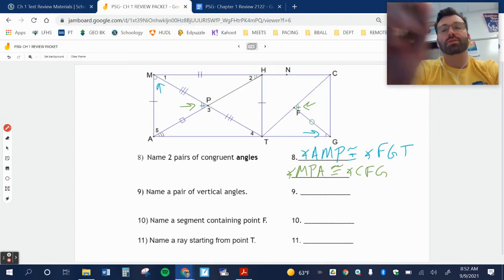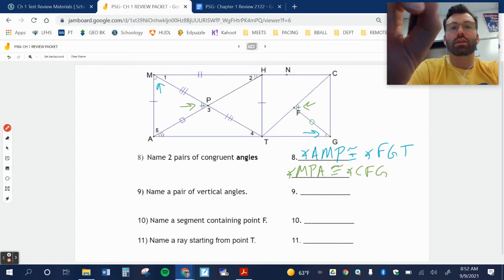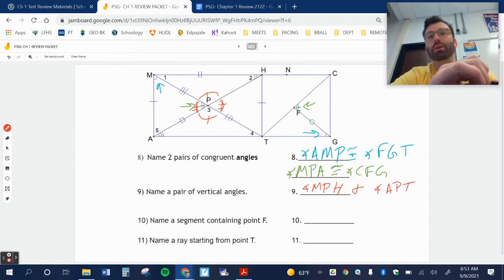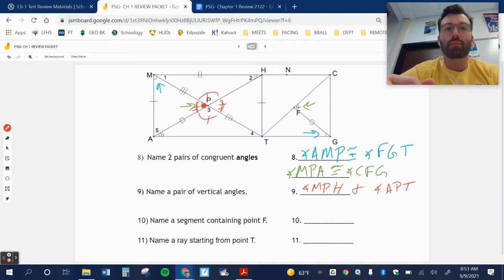Name a pair of vertical angles. So there's a lot. There's a few that you could have named. This pair of angles right here are vertical, and these two are vertical as well. So I could say a pair would be like angle MPH and angle APT. That would have been a pair. Or you could say angle MPA and HPT as well. Technically, this pair of angles could have been congruent too, even though they're not marked, because they are vertical.